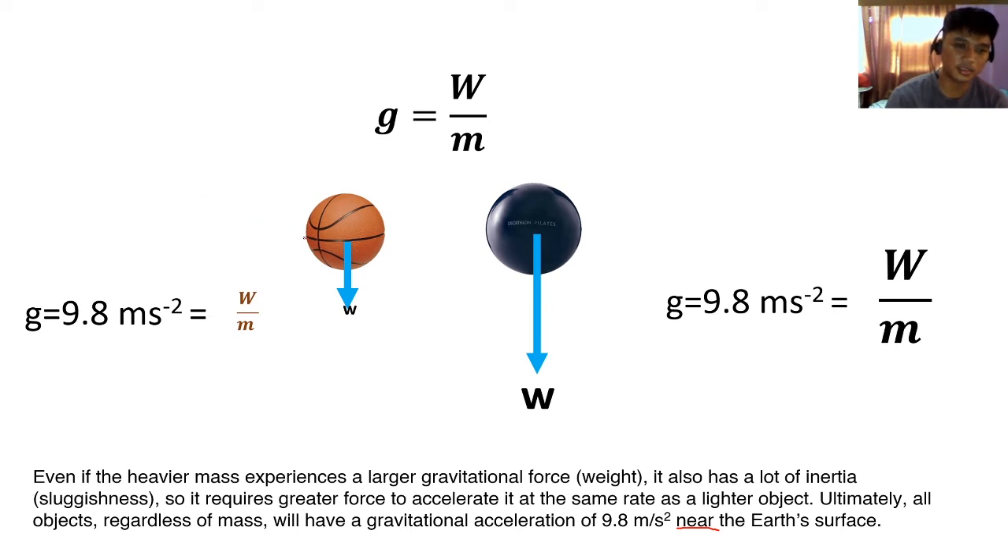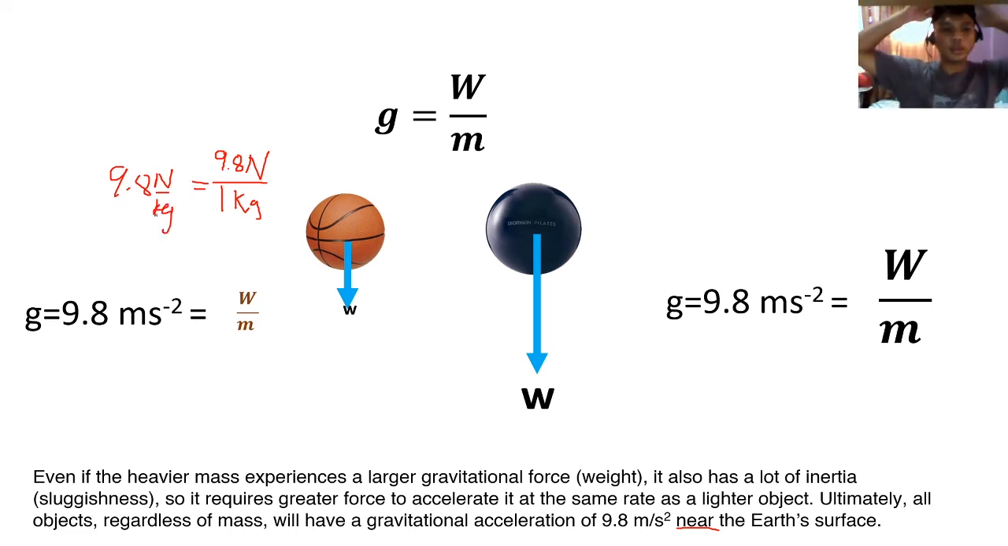Suppose this basketball has a mass of 1 kilogram. You will find through calculations or experimentations that the ball will have a weight of 9.8 newtons. So that works out to be 9.8 newtons per kilogram. And if you know what a newton is equivalent to in terms of fundamental units, you will find that newtons per kilogram is equivalent to meters per second squared.